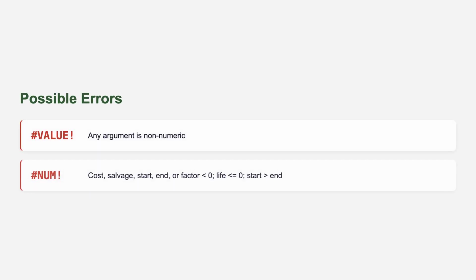Watch out for common errors. A value error occurs when any argument is non-numeric. A num error occurs when cost, salvage, start, end, or factor is negative, when life is 0 or negative, or when the start period is greater than the end period.